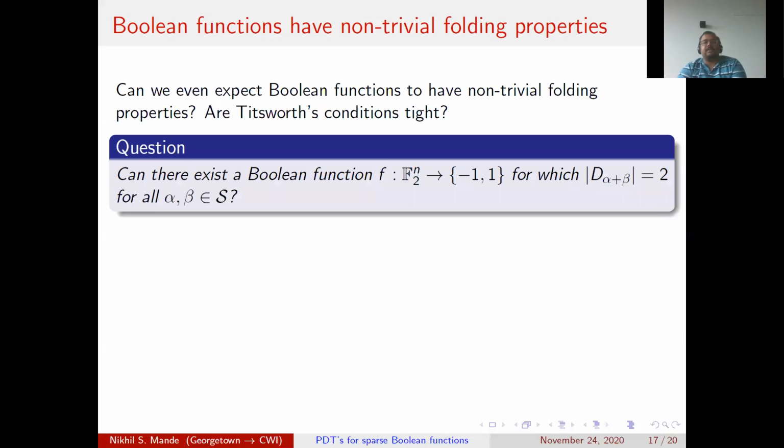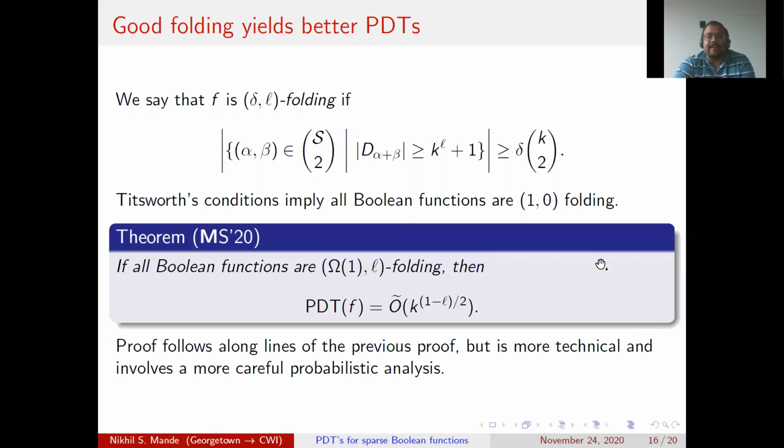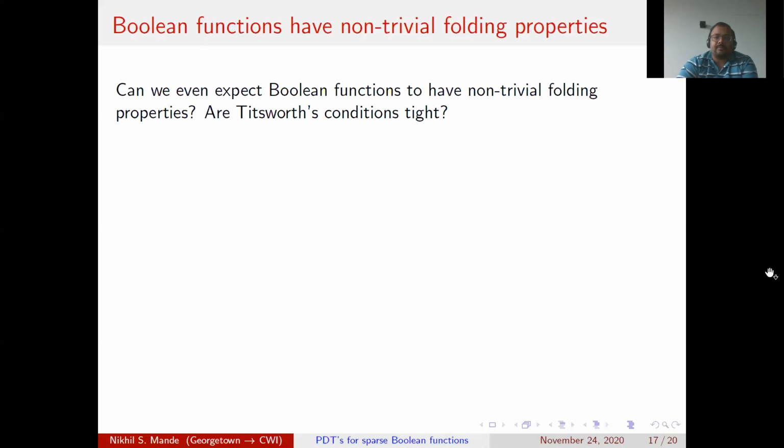Great. So the next question we ask is, are Dirichlet's conditions tight? Can we even hope to expect this, that almost all or all equivalence classes are of large size? Because there's no evidence so far. You might be wondering, why am I making such a ridiculous claim if there's no evidence?